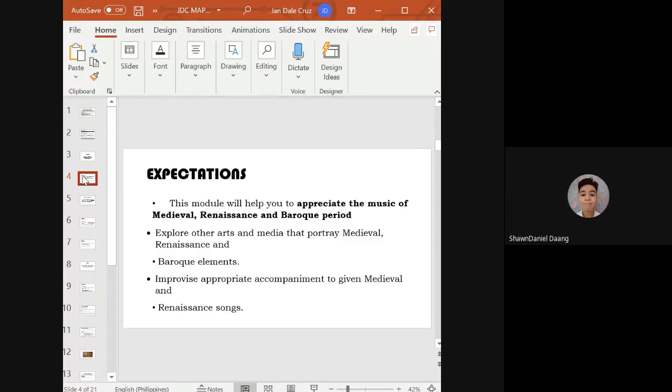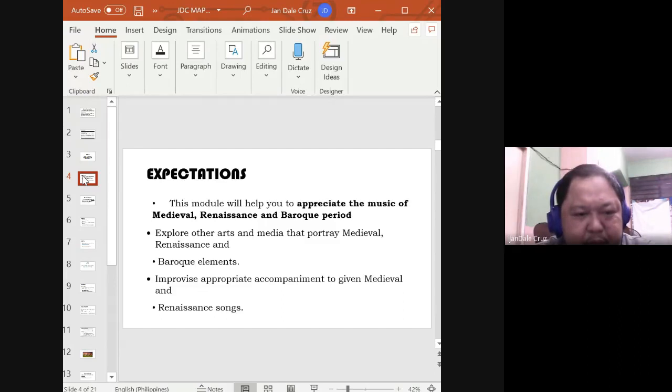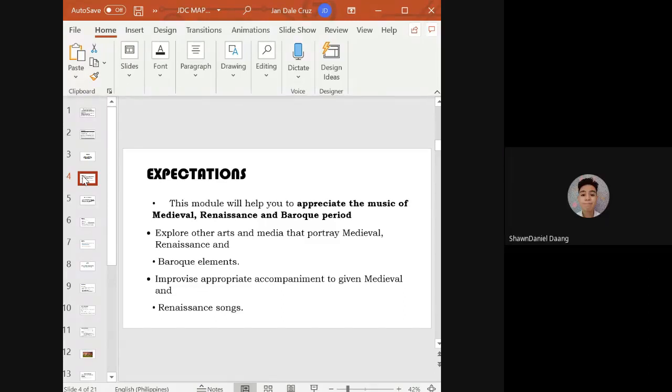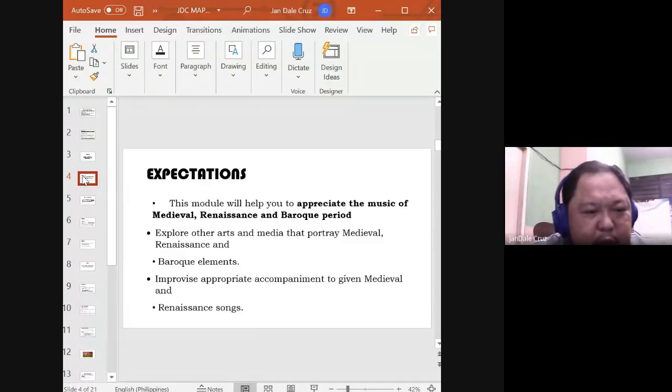This module will help you to appreciate the music of medieval, renaissance, and baroque period. Explore other arts and media that portray medieval, renaissance, and baroque elements. Improvise appropriate accompaniment to given medieval and renaissance songs.